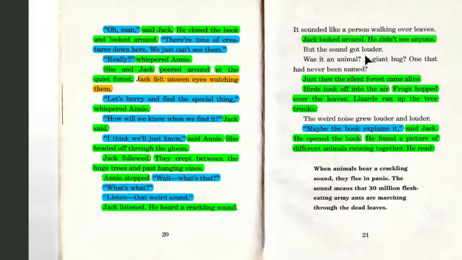Sounded like a person is imagery. Sound got louder is imagery. Was it an animal, a bug? These are all thoughts. And then the weird noise grew louder and louder is imagery. And again, we're leaving the excerpt alone. Okay? So that wasn't terribly bad.